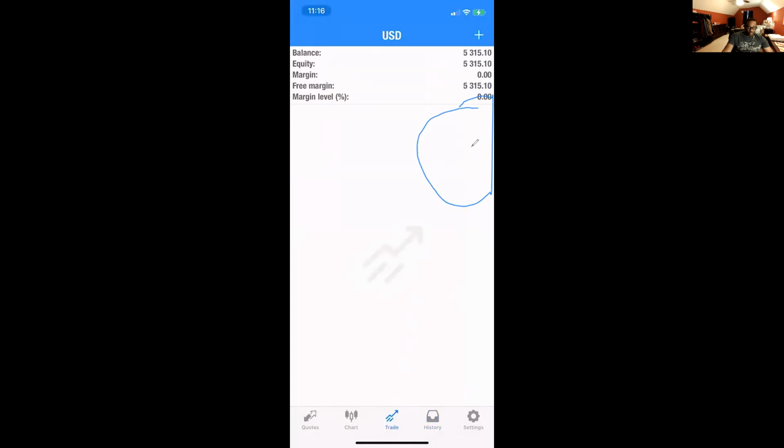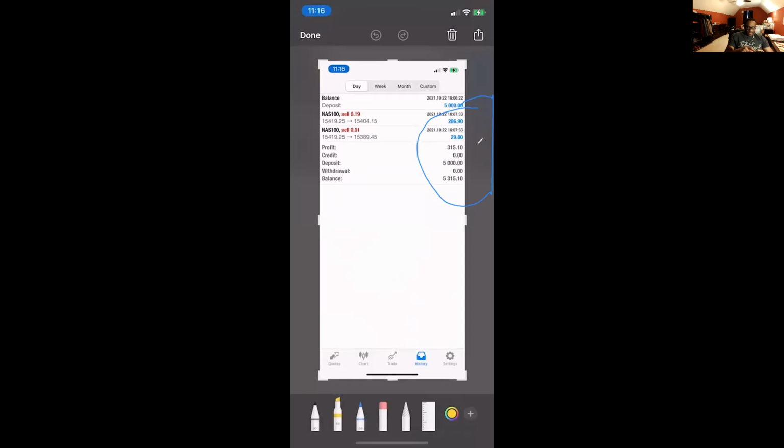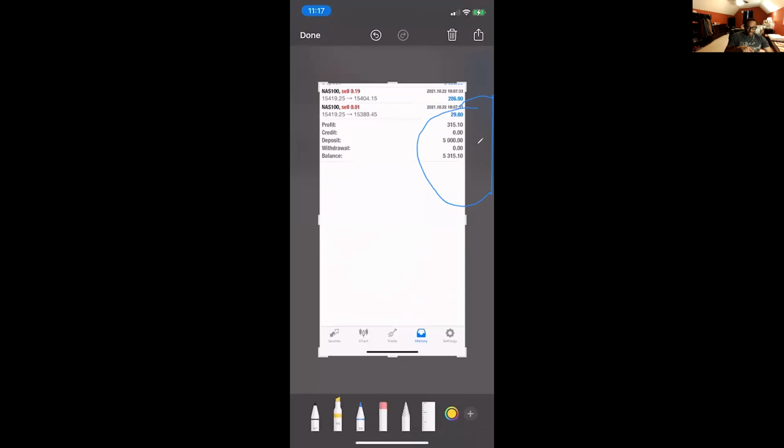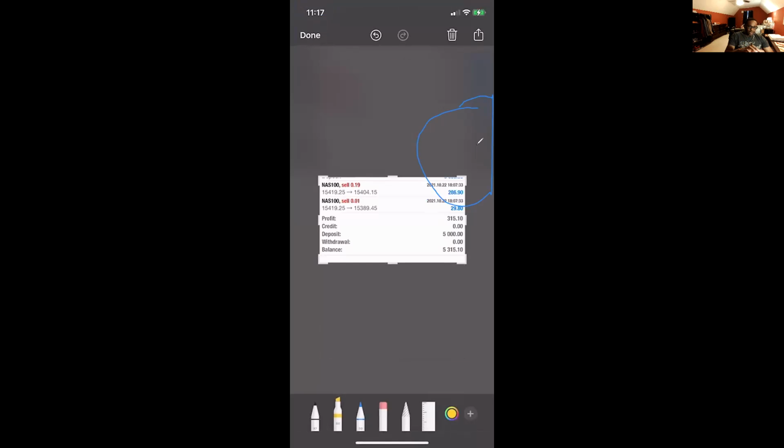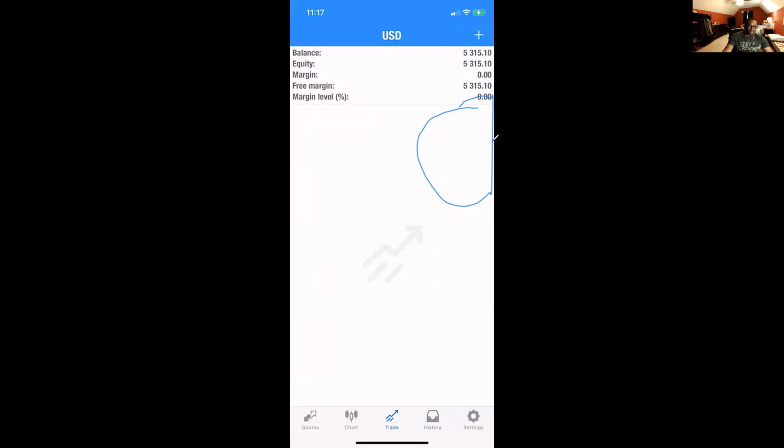So imagine $315. Now imagine if you had started a new demo account, right? And you would have had, let's say, $5,000, and you did $2 per pip, 0.20, then you would have made the same amount that I made, just about. Right. But you still did good because you started small.